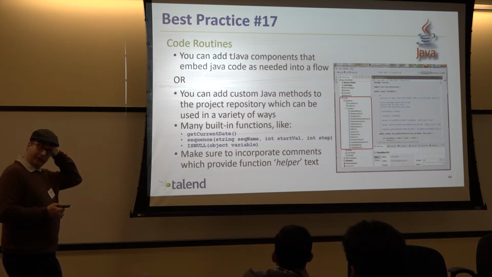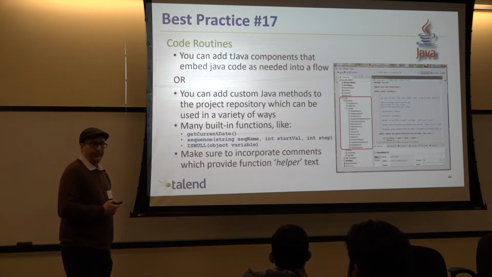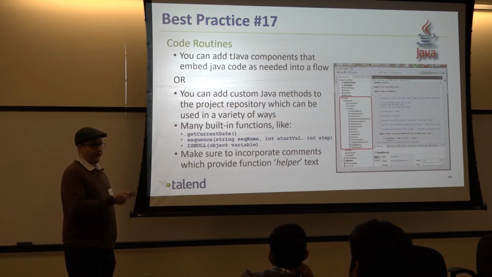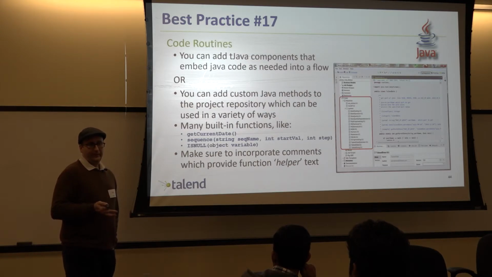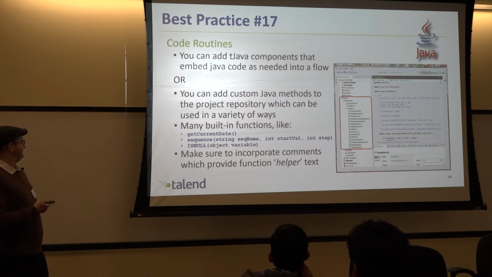You can even do more complex transformations if you need to, like if we don't support something. Recently I was doing a conversion from JSON into a dynamic schema. You can do those with TJava, with a few lines of code. So they can be really useful.